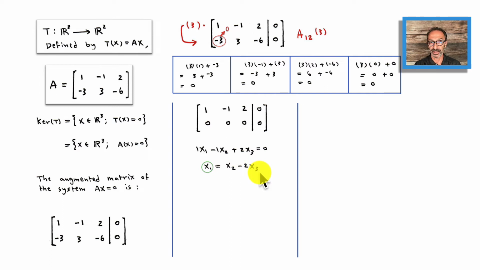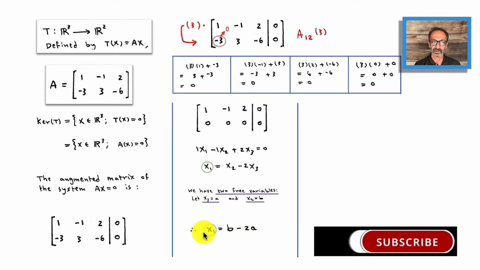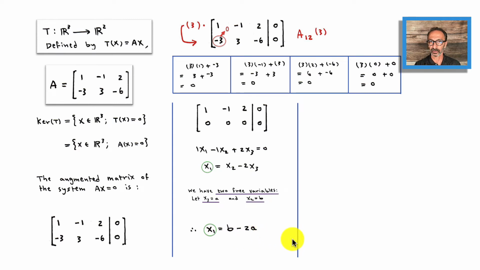Alright, so now we have two free variables. If I know x2 and I know x3, I'll find x1. So let's call x3 a, and we'll call x2 b. So this simplifies to this. x1 is b minus 2a. We're almost done with the kernel.